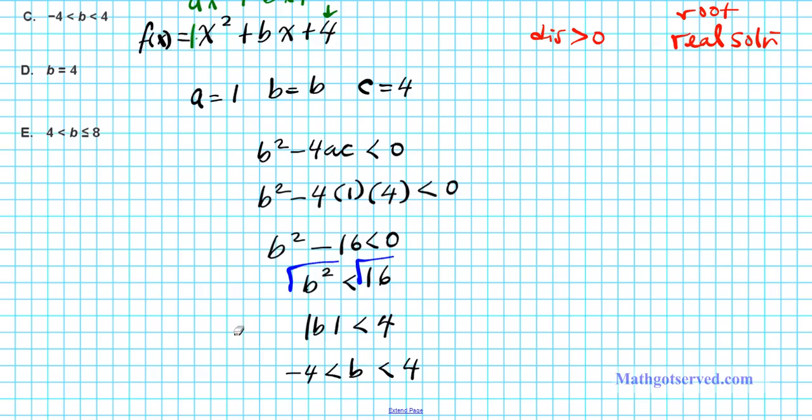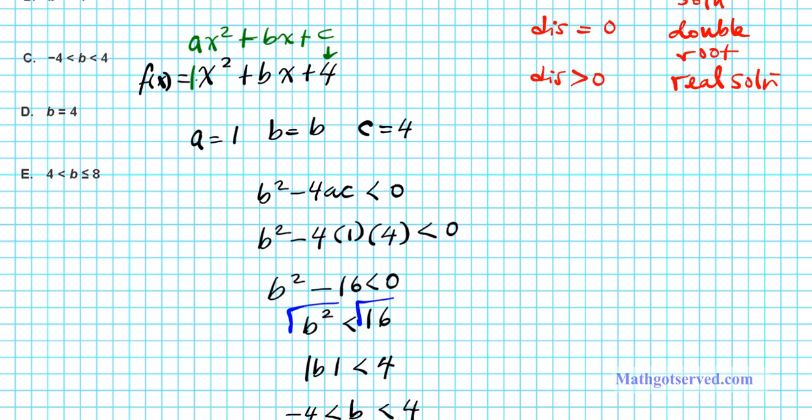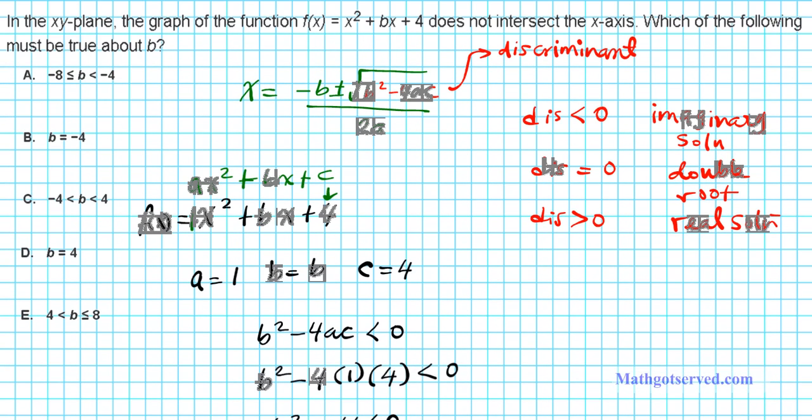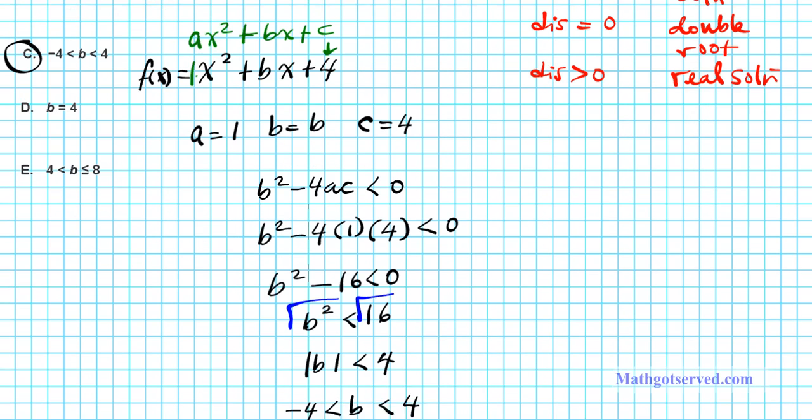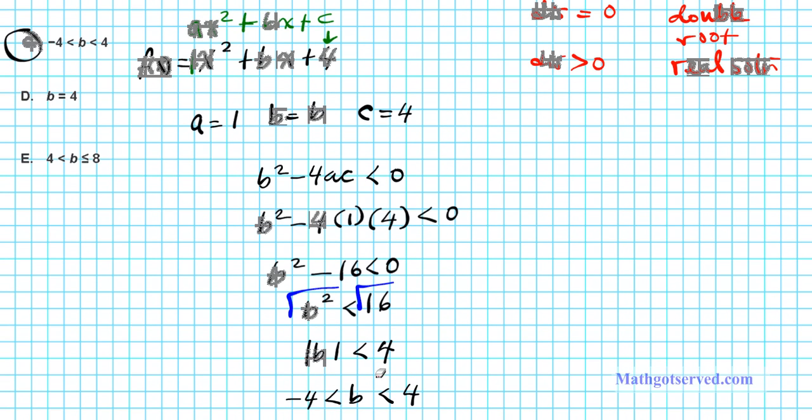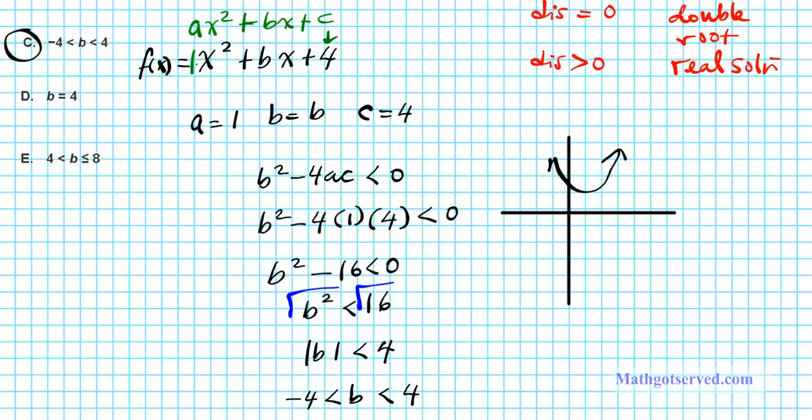So our answer to question number 4 is option letter C. B is between -4 and 4 to guarantee that you have imaginary solutions, which means that the graph never intersects the x-axis. Let me give you two possible scenarios. If you have a graph like this, a quadratic looking like that, this has imaginary solutions because it never intersects the x-axis, and then this one right here also.